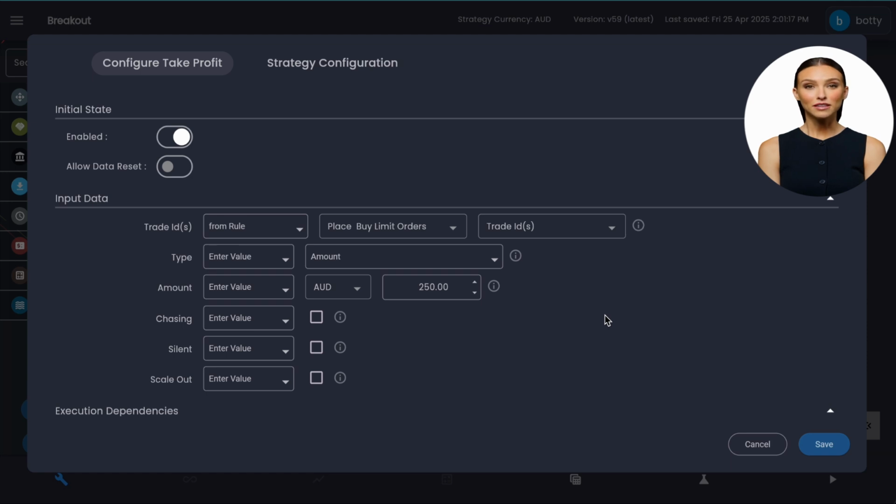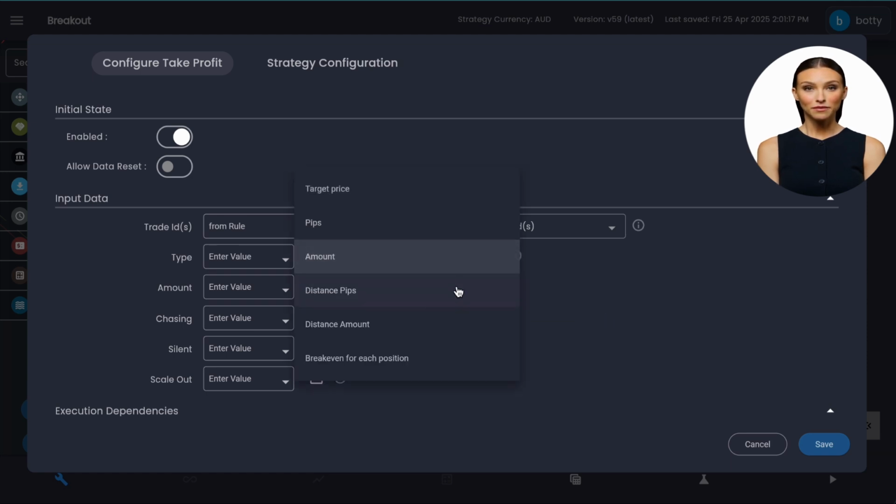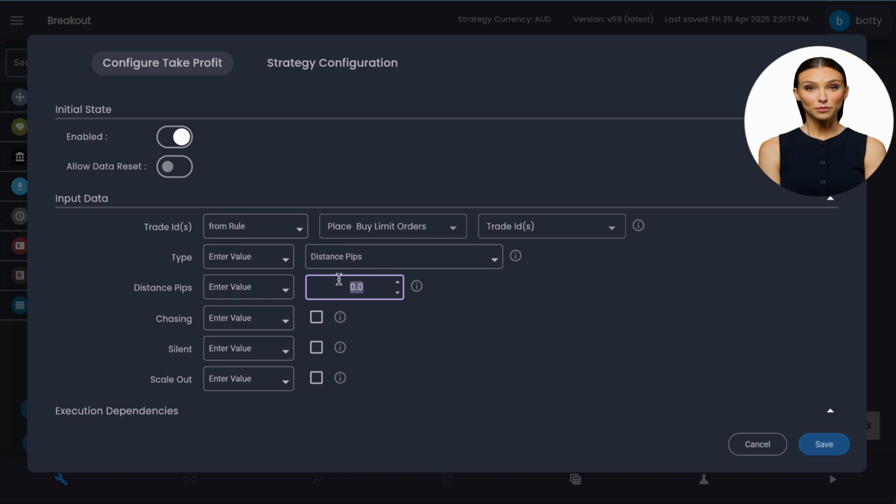The next option is distance pips. Instead of anchoring the take profit to your entry price, this option sets the take profit a fixed number of pips away from the current market price. For example, if a buy trade is currently 10 pips in profit, placing a take profit at 10 pips distance from the current bid price will target 20 pips in total profit. Note that the distance pips is always a positive number, as the distance is always calculated relative to the current spot price and does not indicate whether the take profit would close the position in profit or loss.